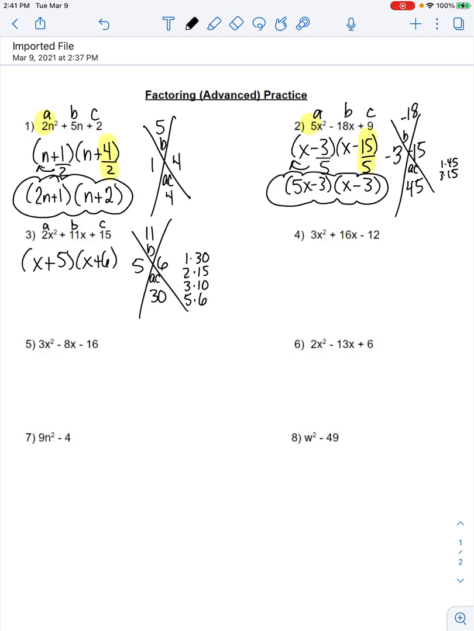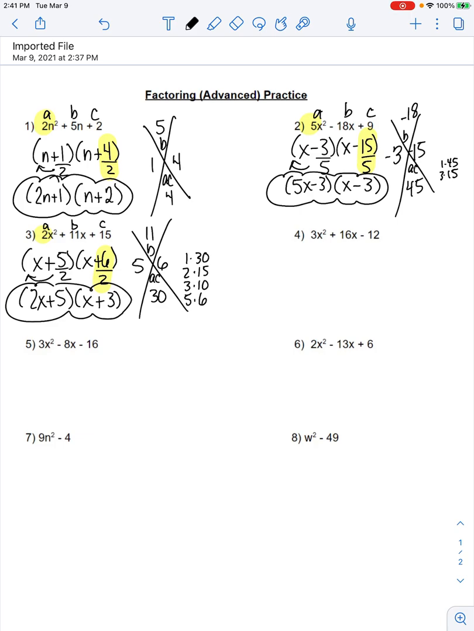And remember, you could have written the 6 first. That's fine. But I do have to divide everything by 2 because of that leading coefficient. 5 over 2, that won't reduce, it won't divide evenly. So that becomes 2x plus 5. 6 divided by 2 reduces to 3, so x plus 3. So these are your two factors.